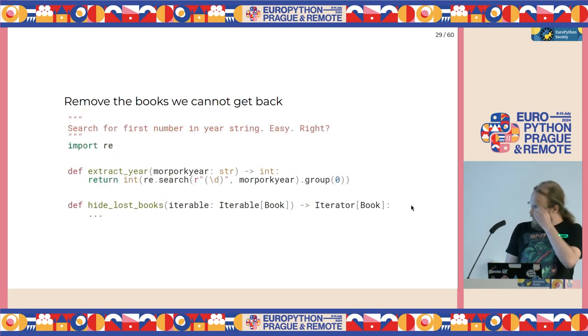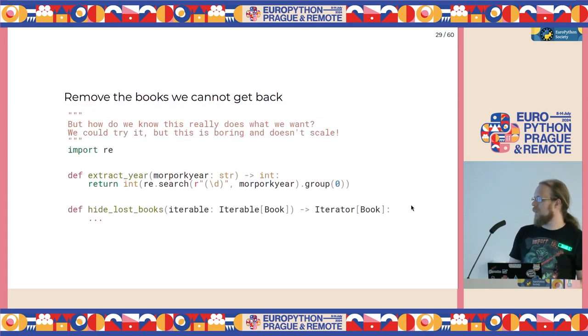We have a function here which extracts the year, which is basically the very, very much hated regex, but this is really simple. It really just says, give me a number. And this should be easy, right? I want to have a number, and this should be correct, right? But I don't trust myself, and I don't really want to try all kinds of numbers, and that's boring, and we have computers for automating stuff, for example, testing stuff.